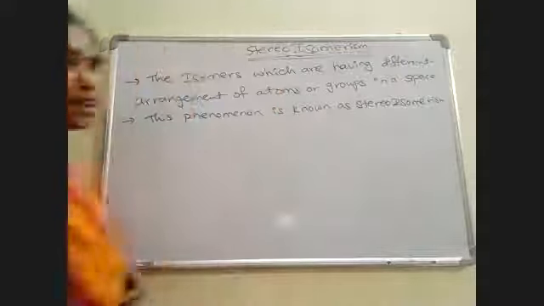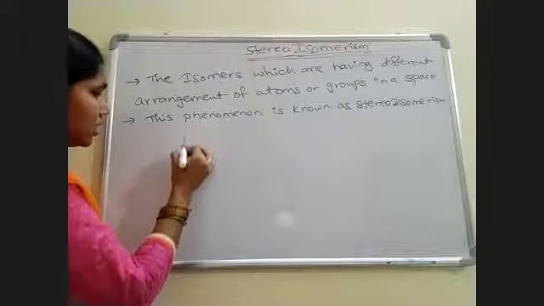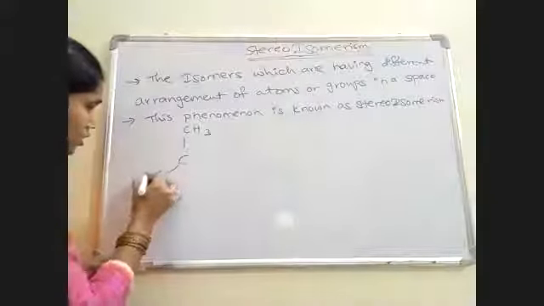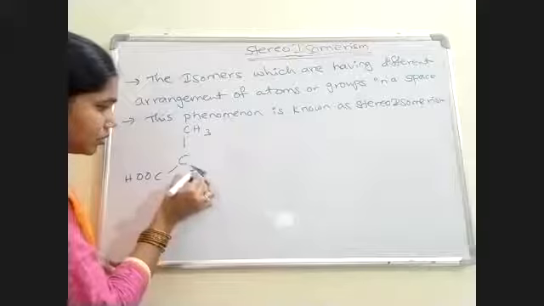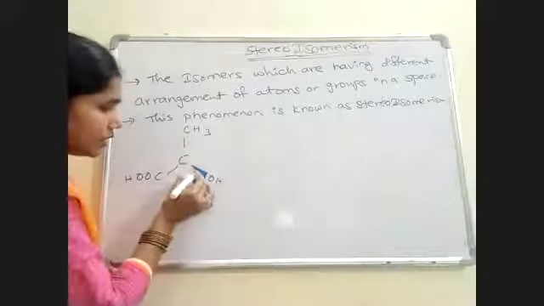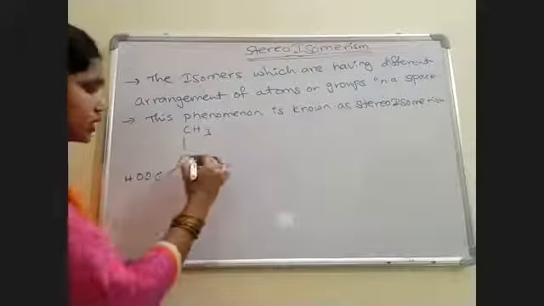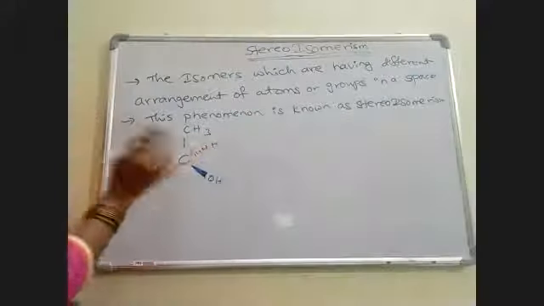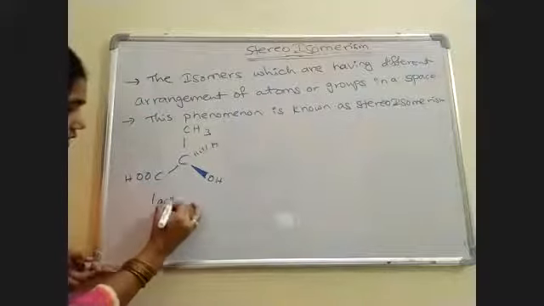Let us take one example. You will understand in a better way. So I am taking lactic acid as an example. This thick line represents this OH group is pointing towards the board, and dotted line representing hydrogen is backside of the board. This is called lactic acid.